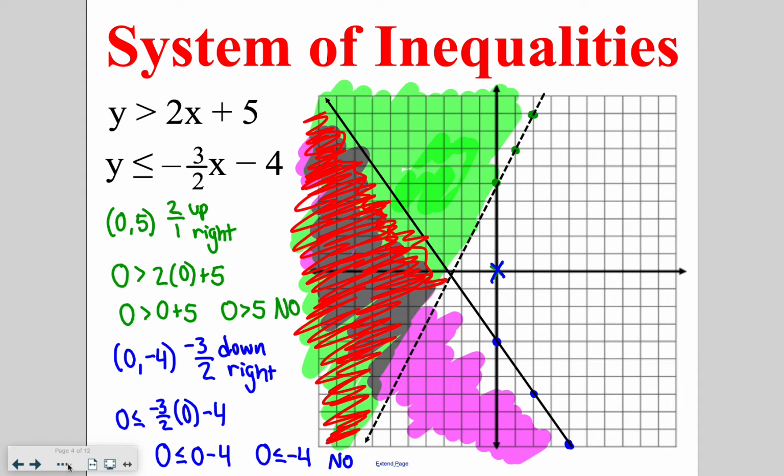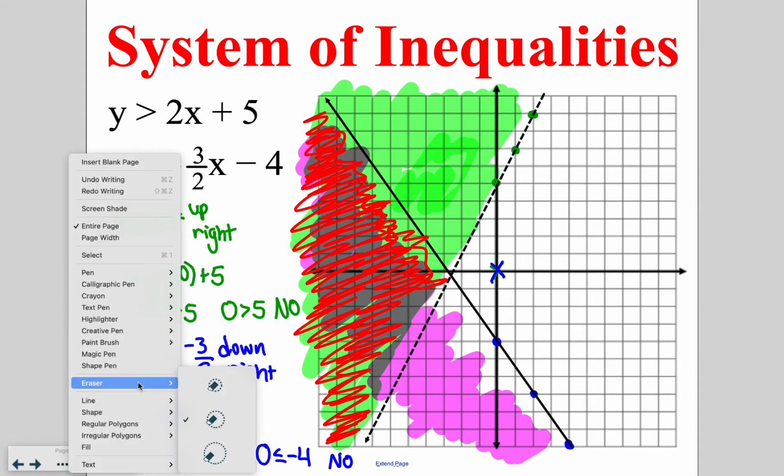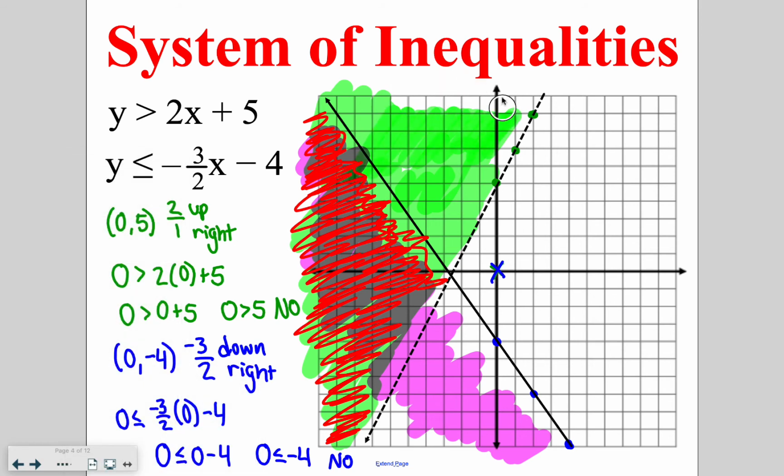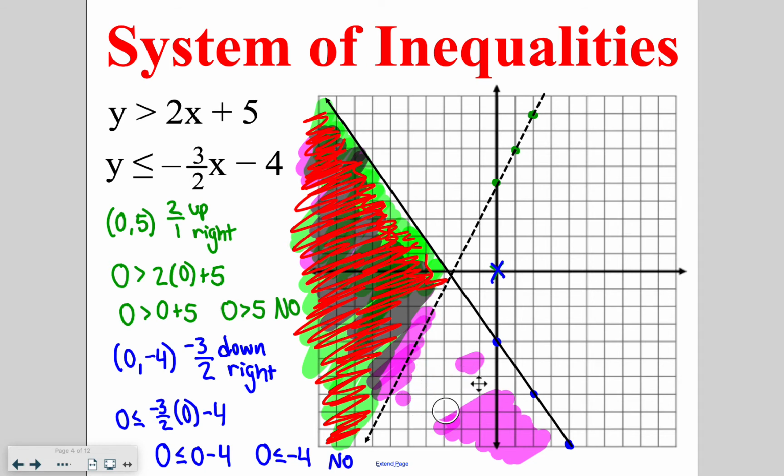The other option, if you prefer, you can go back and erase the parts where they do not overlap. So you could have erased all of this up here because this only works for the first line. A little bit more difficult for me to erase on the computer because it won't let me get super close, but everything that is on the opposite side of this line should be gone. And then we would also have to erase everything that would be not in the overlap for the other line.